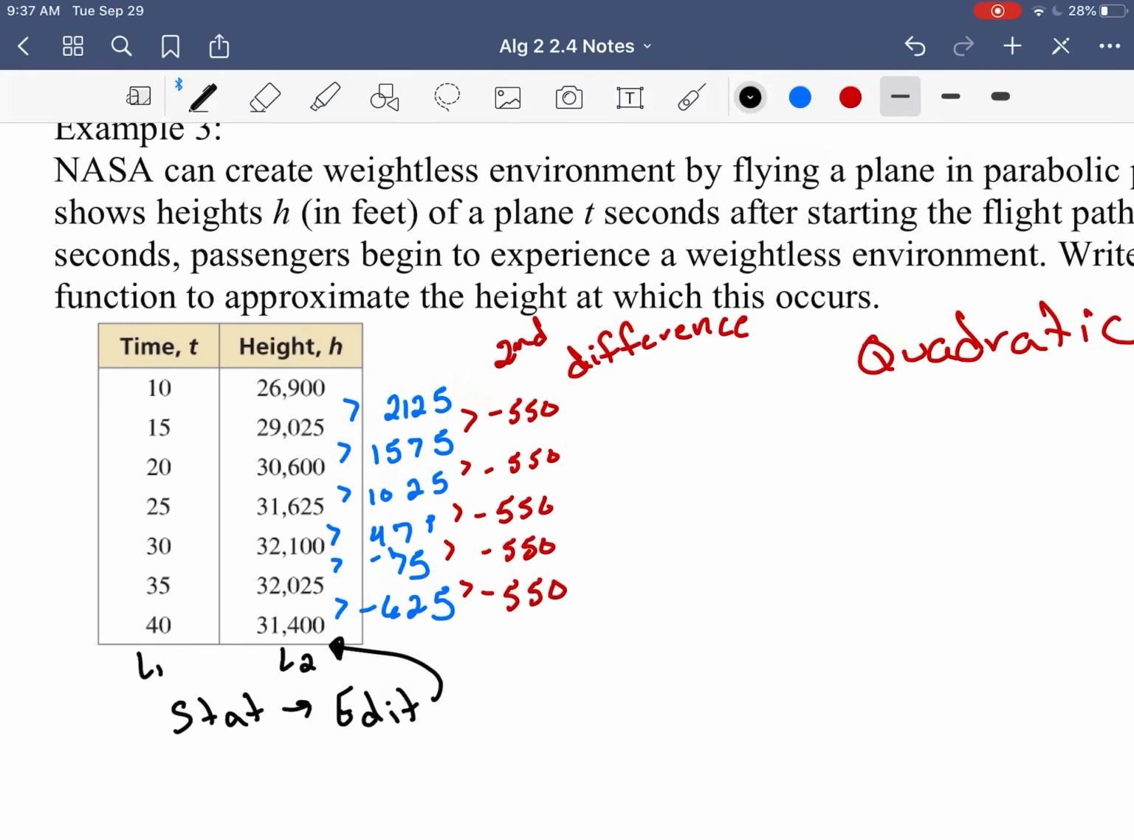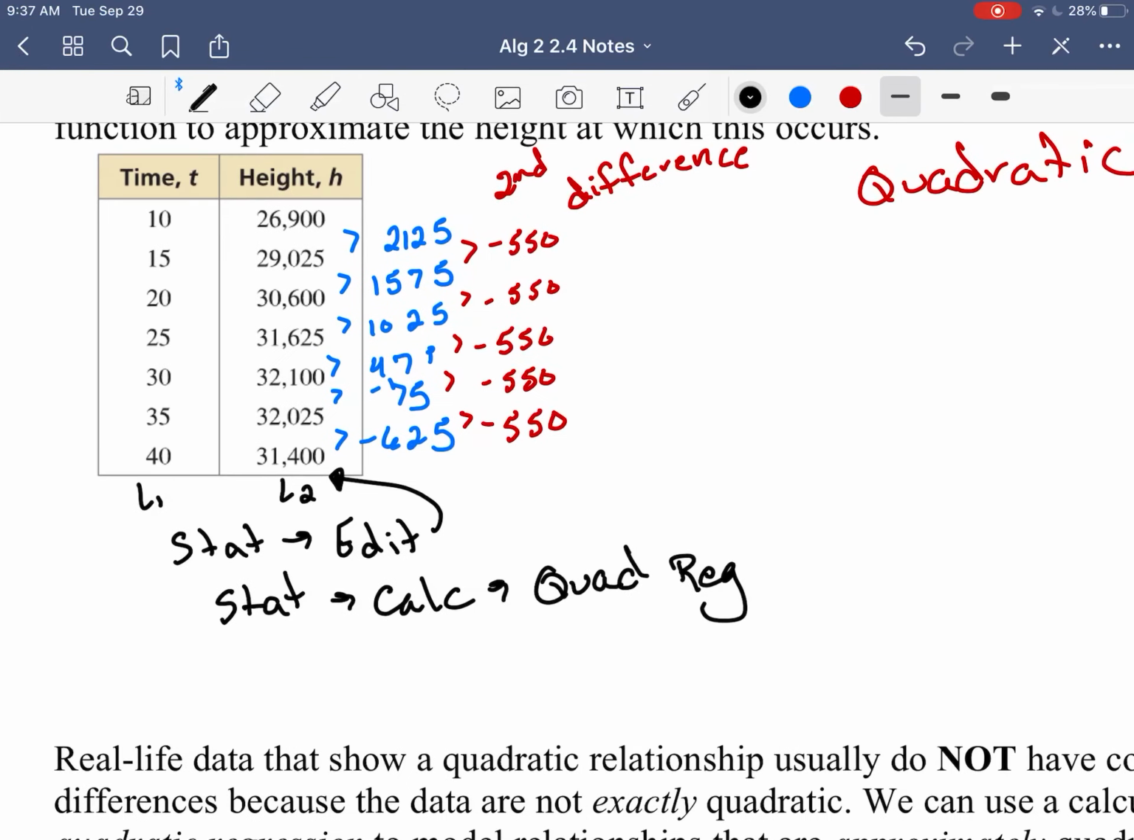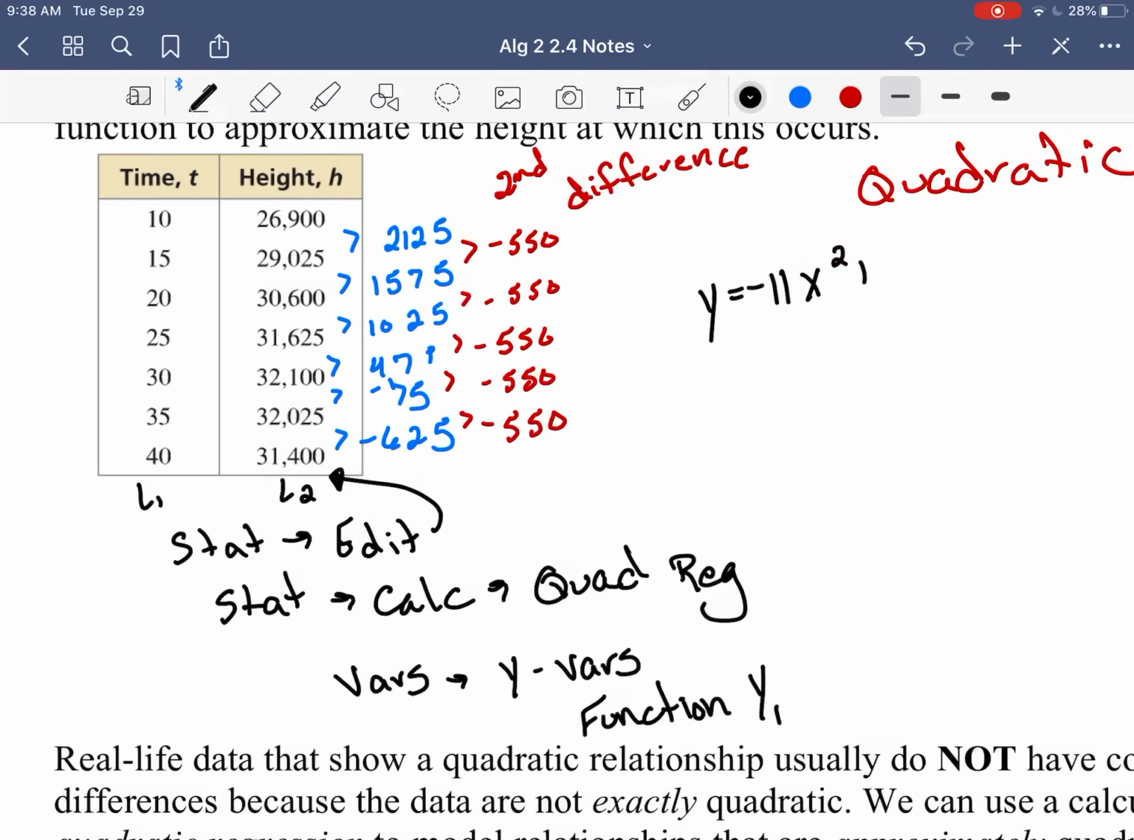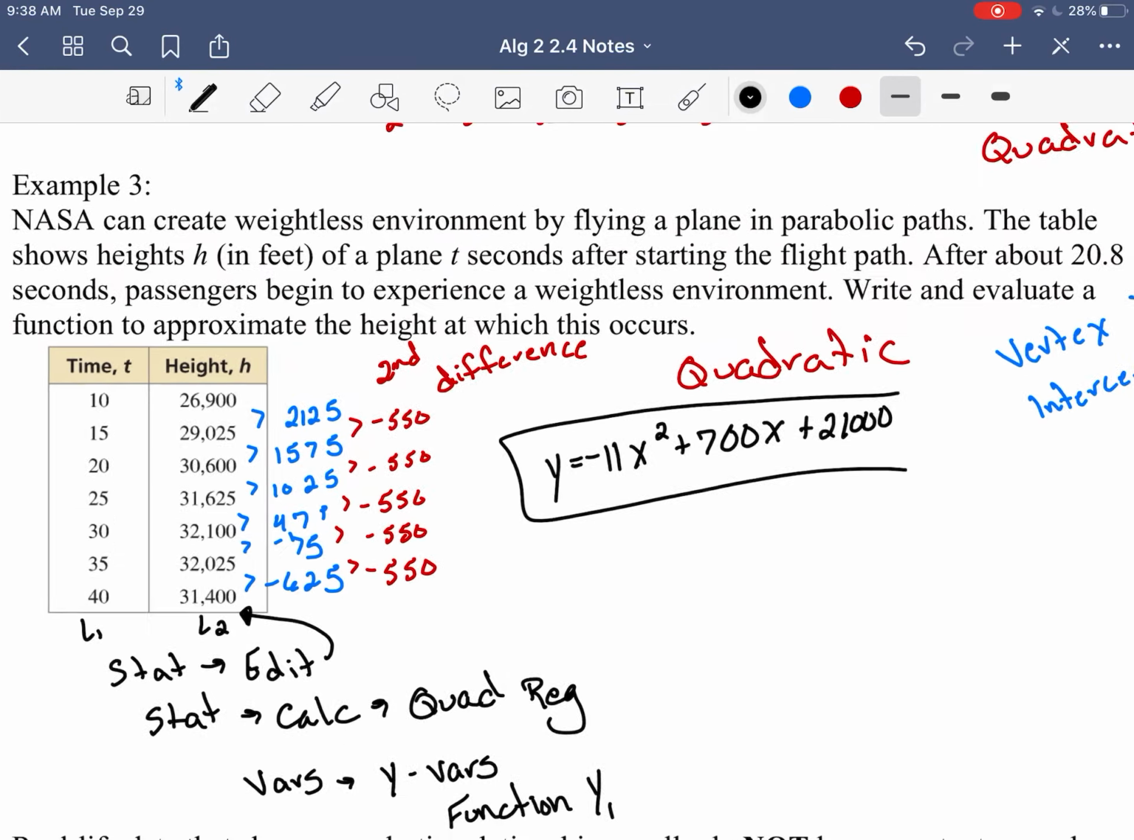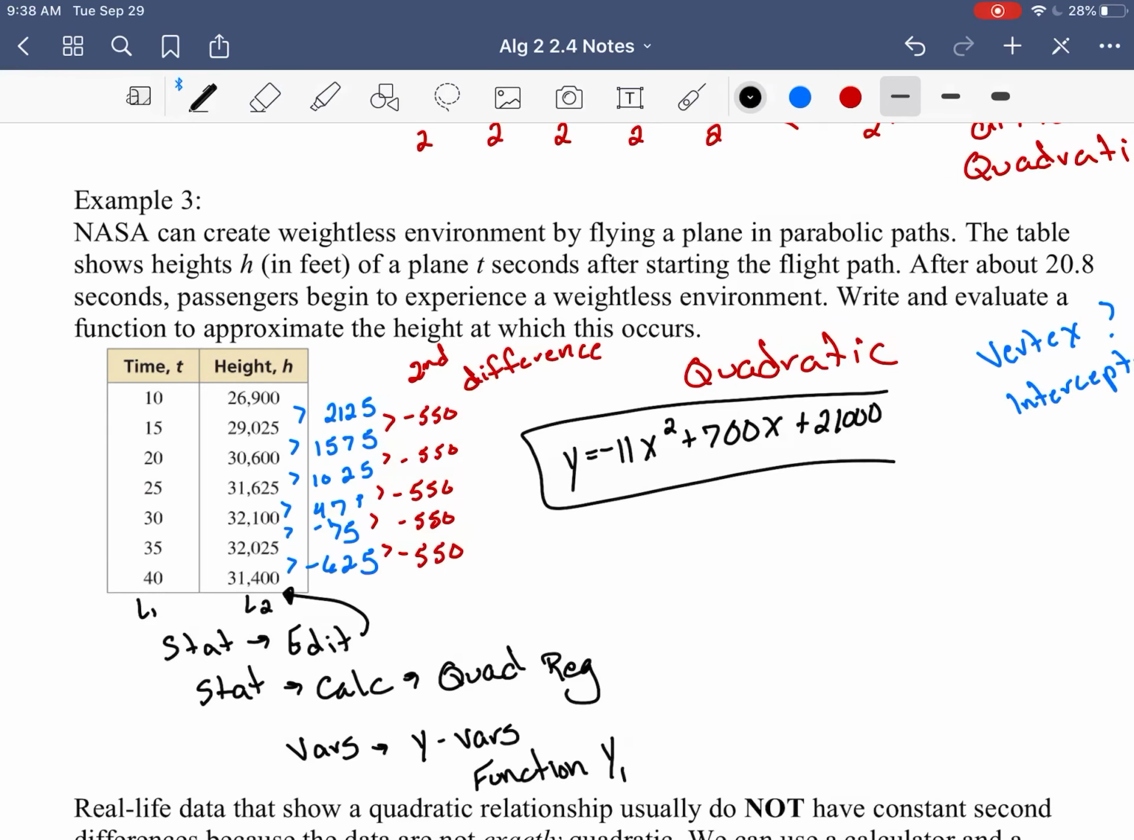So to get our regression, we went to stat, calculate, quadratic regression. Then we went vars, y vars, function to get y1. Then our equation, we would write it down: y equals negative 11x squared plus 700x plus 21,000. So there's our equation. And it says, write and evaluate a function to approximate the height at which this occurs.